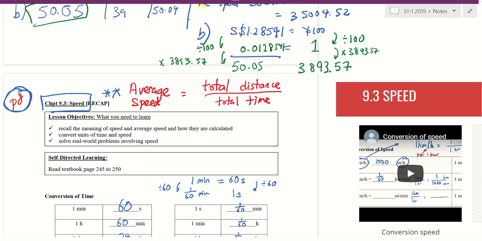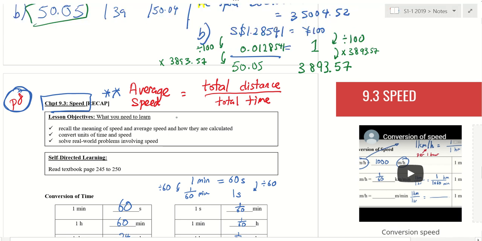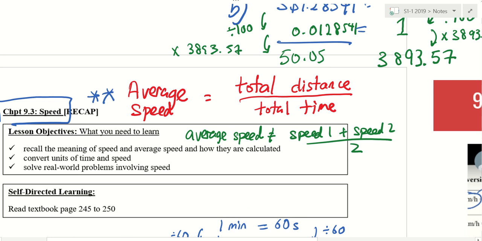So let me tell you what is not. I use green color. Average speed is not equal to speed 1 plus speed 2 divided by 2. This is not average speed. This is the popular way of calculating average, right? I got 3 speeds, I got 5 speeds. What's the average? 3 plus 5 divided by 2. But my average speed is calculated by total distance divided by total time. Is that okay with everyone? Don't say that this is something you learn in primary school.